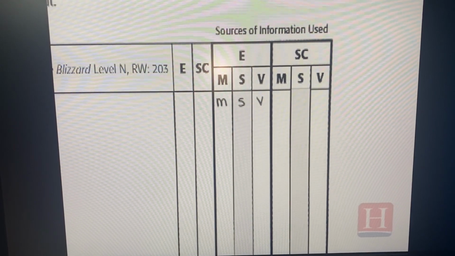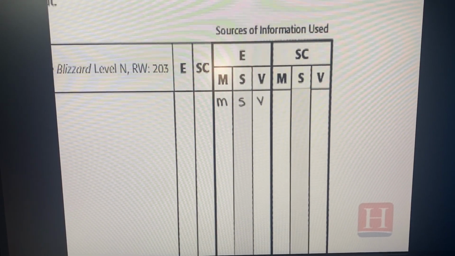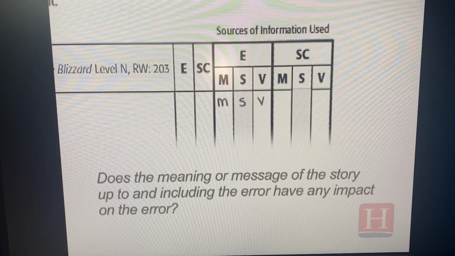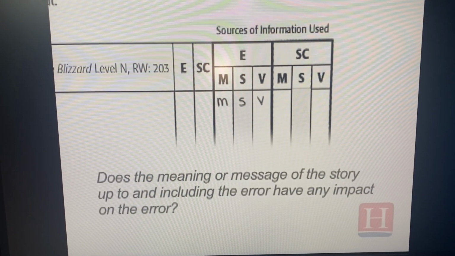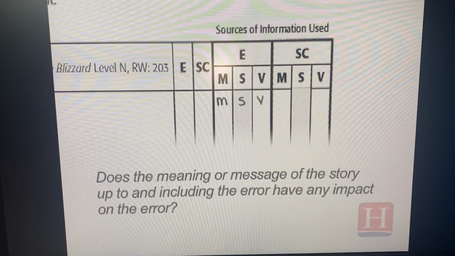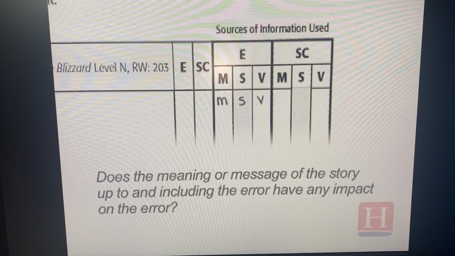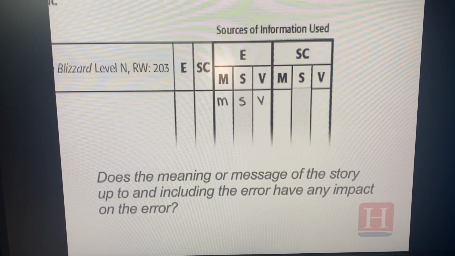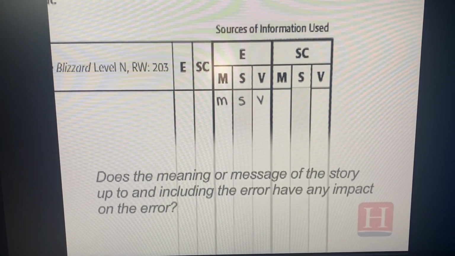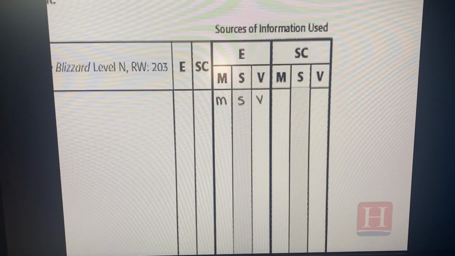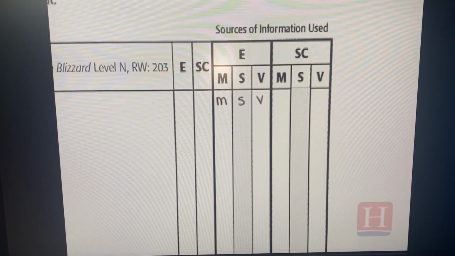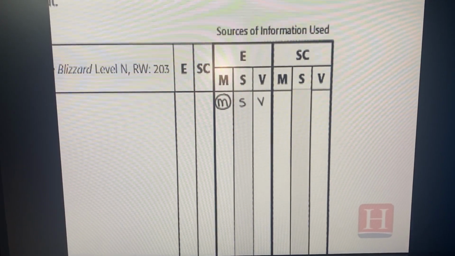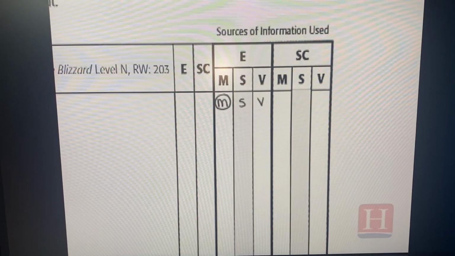When you consider if the reader used meaning information when making the error, ask yourself this question. Does the meaning or the message of the story up to and including the error have any impact on the error? Remember, meaning might still be carried for the reader through pictures. If so, it is marked on the recording form by circling the M in the M column of the error section. Later, you may decide to simply put a check in that column.